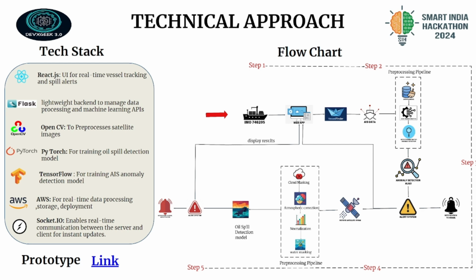The thing is, if some vessels are involved in piracy or smuggling, they intentionally turn off the AIS signal to stay hidden. In this case, our algorithm generates alerts to higher authorities that there is something wrong with this ship. If any of these unusual activities are detected, like sudden speed changes or course deviations, the system automatically retrieves satellite images from the AWS Sentinel Hub API, which is a cloud-based platform.